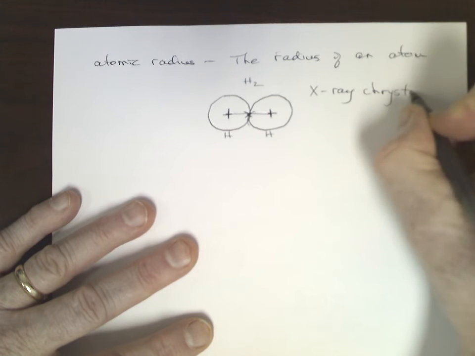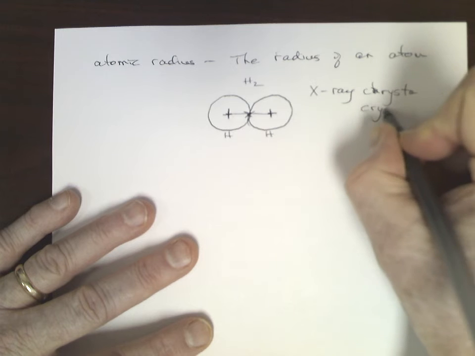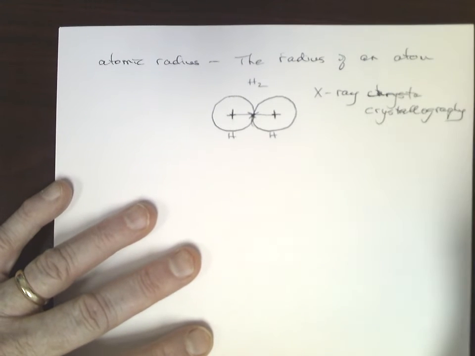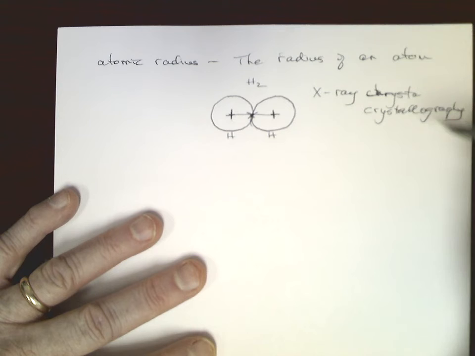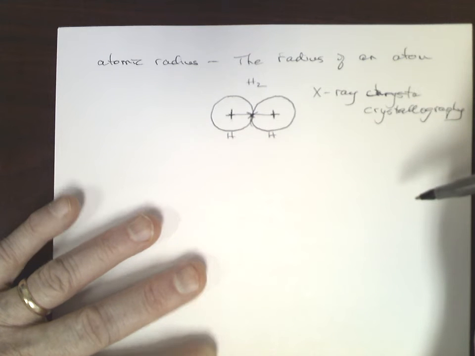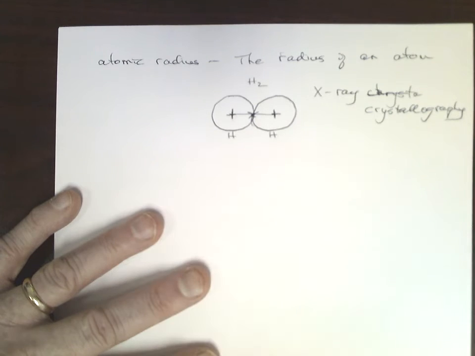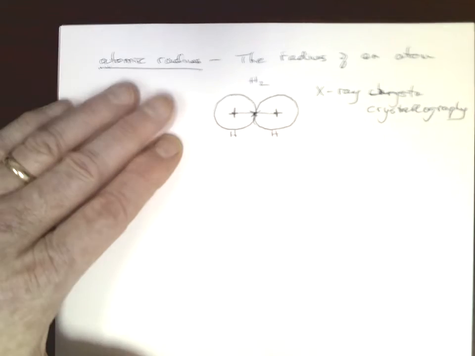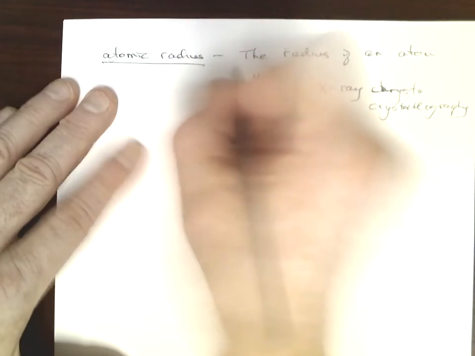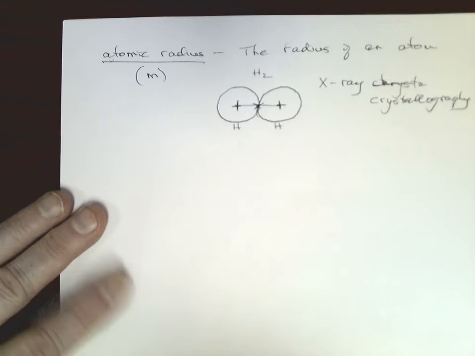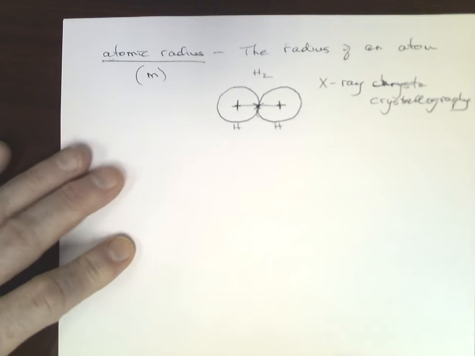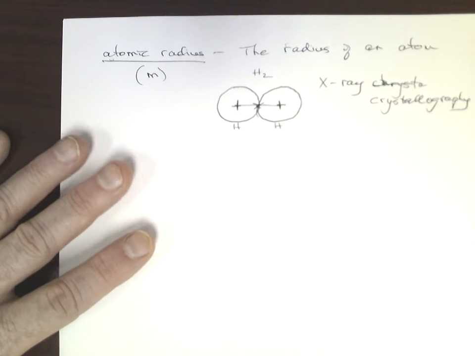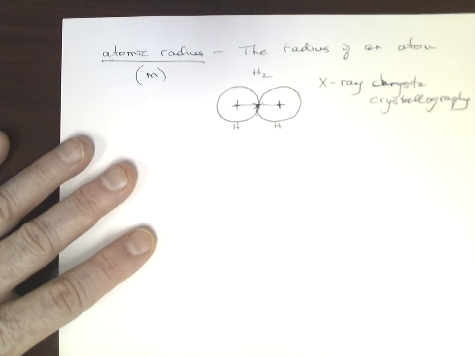Did I spell crystallography right? Probably not. There's no H. Excuse me. Crystallography. And X-ray crystallography is a technique by which you bombard a solid sample, a frozen sample, and look at the X-ray diffraction pattern that comes from that, and you can determine the distance between two nuclei. Okay, so that's atomic radius, and you'll see different units, but of course it's a distance, so it's measured in meters. You'll see smaller units of meters, like picometers, but it's still a distance. Okay, so we've got atomic radius worked out.